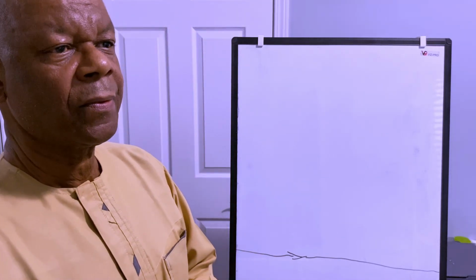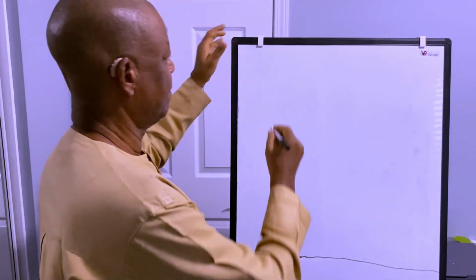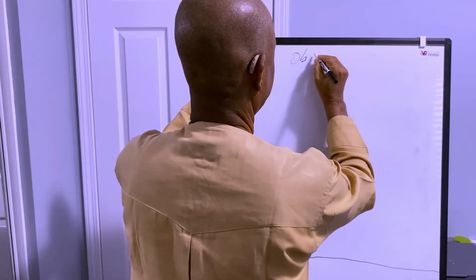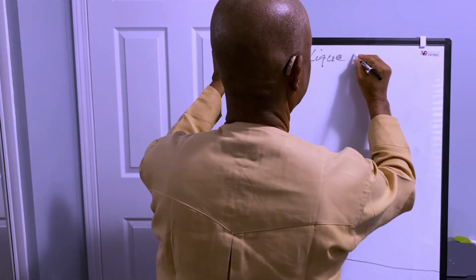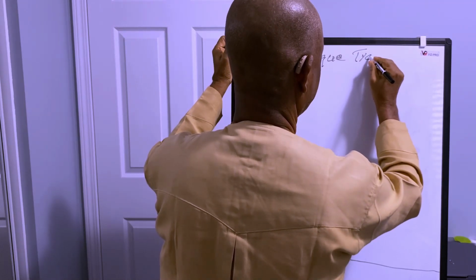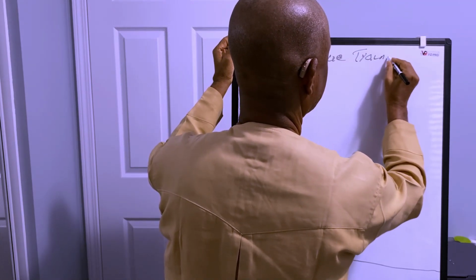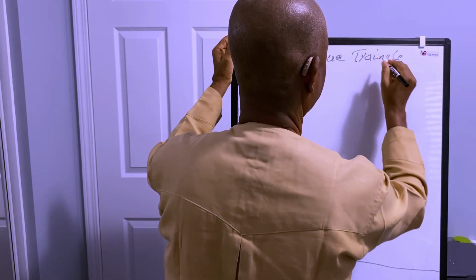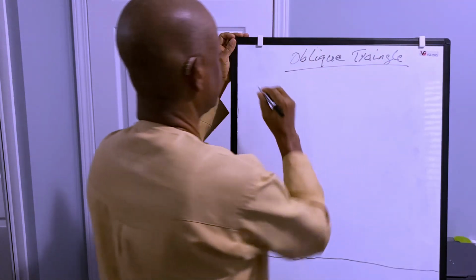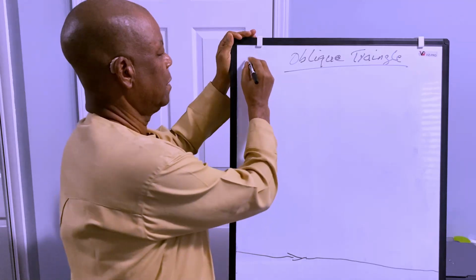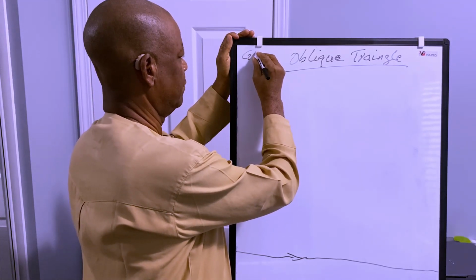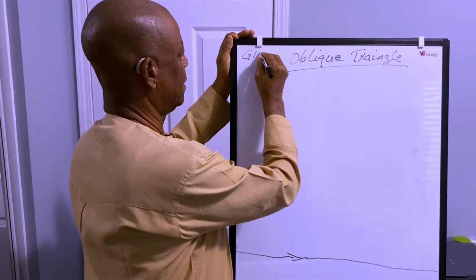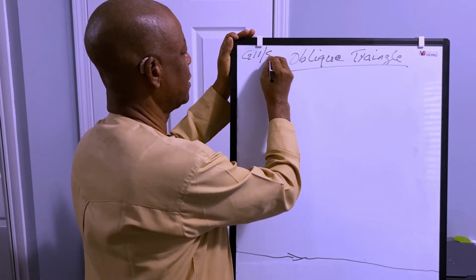Today we are going to treat oblique triangles. This is for grade 10, or rather grade 11, equivalent to SS2.